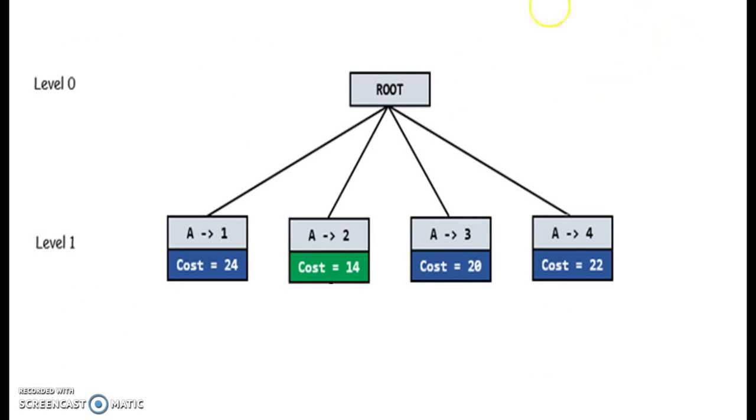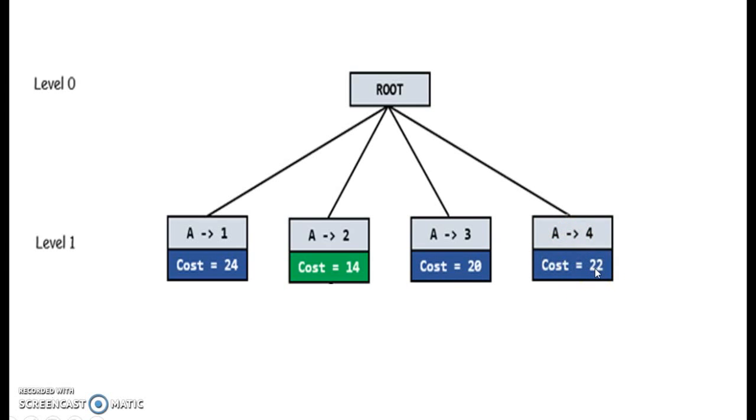Now our tree root has 4 leaves. If we assign job number 1 to person A, our cost is 24. If we assign job number 2 to person A, then our cost will be 14. If we assign job number 3 to person A, the cost is 20. If we assign job number 4 to person A, then the cost will be 22.